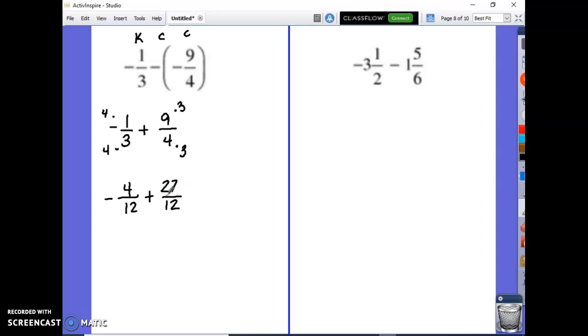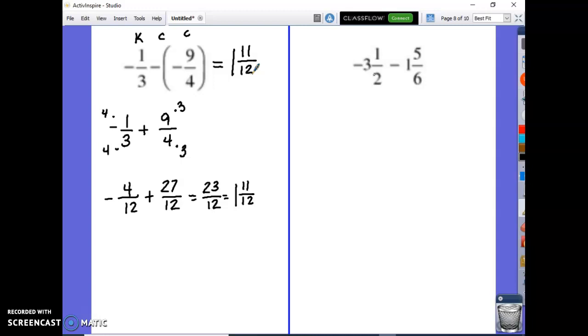Again, different signs, so we're going to subtract 27 minus 20, and keep the sign of the bigger number. This is my bigger number, so that's going to be a positive over 12. It is an improper fraction, so how many times does 12 go into the numerator? It goes into it once, with a remainder over 12. So my answer is a mixed number with twelfths.